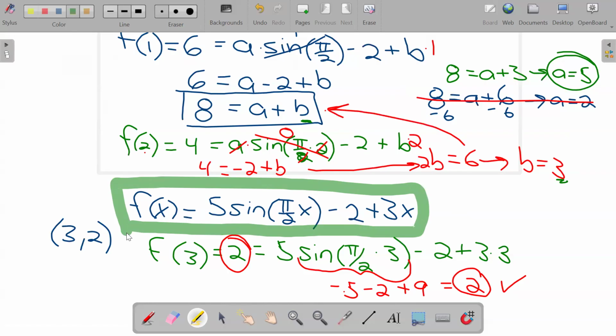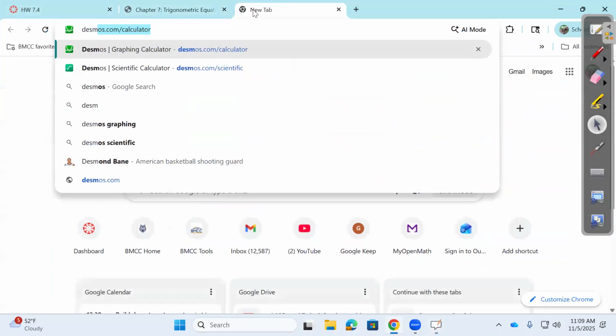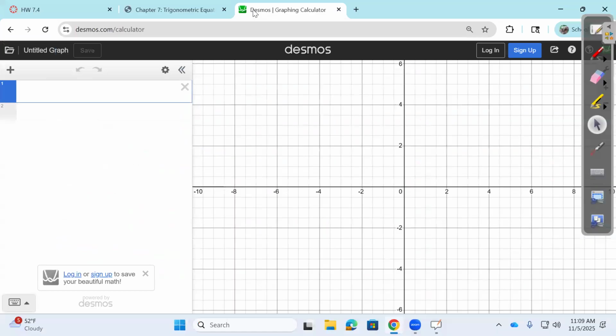Another thing I might do just to check is graph the function and check out those points. So I'm going to do that next, just to use technology to triple check. I'm going to show you a new graphing calculator today that does some cool stuff that Desmos doesn't do at the moment, but might after this year.